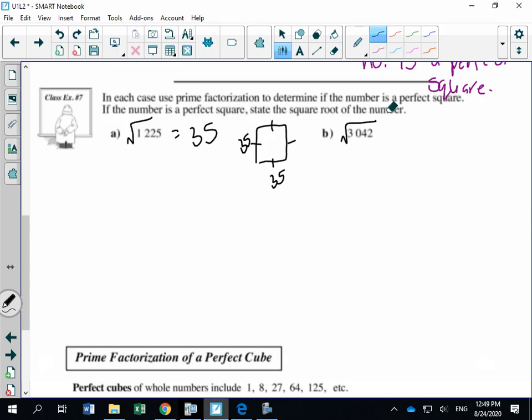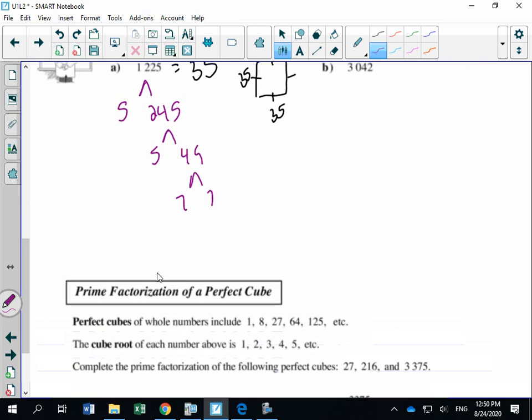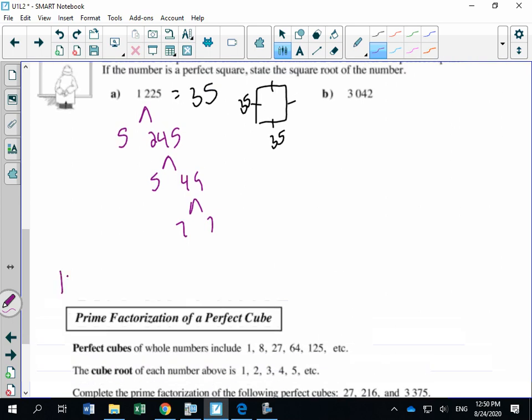So let's erase these square root symbols and let's do the prime factorization of each number. We're going to show this using prime factorization. So I'll do the first one really quick for you. So 1225 is divisible by 5, and you'd get 245. 245 divided by 5 is 49. 49 is not divisible by 5, but it's divisible by 7. So if I write the prime factorization of 1225, it's 5 times 5 times 7 times 7.